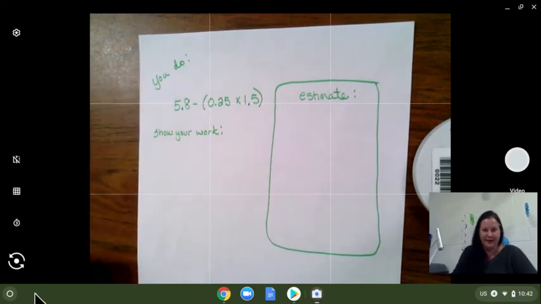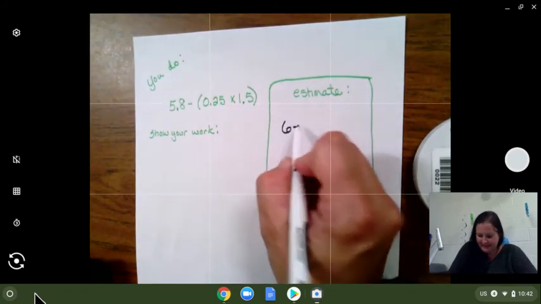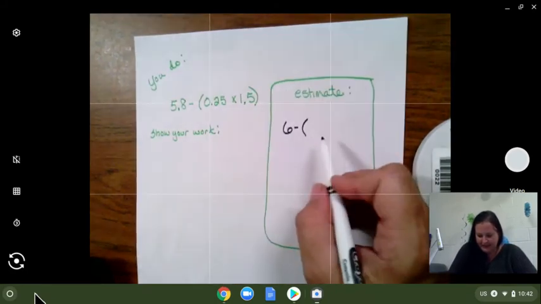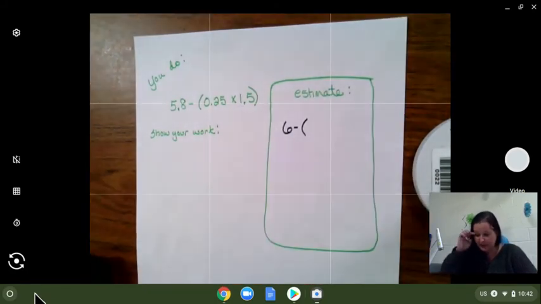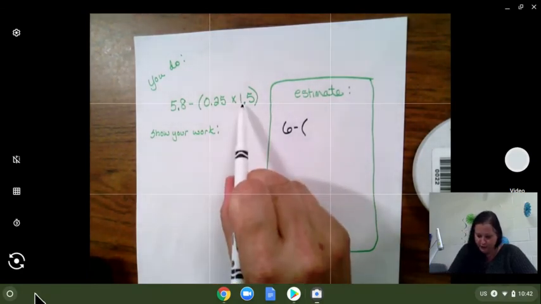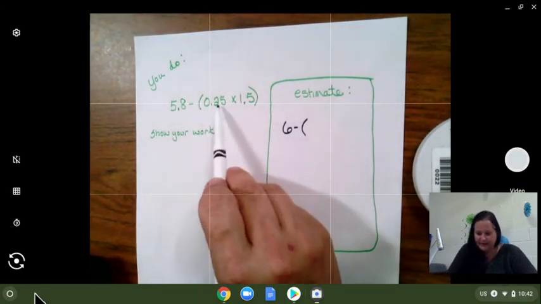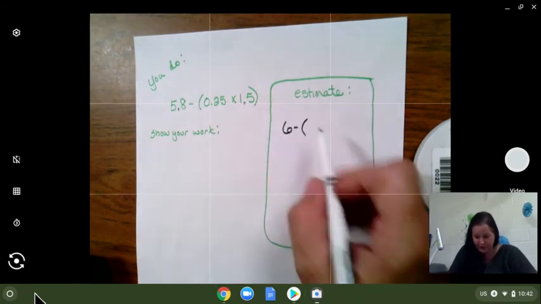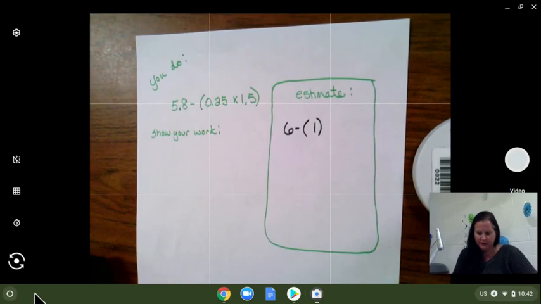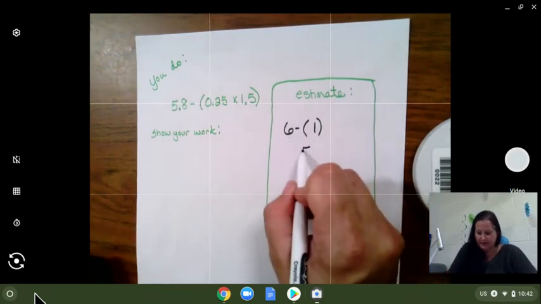All right, so our estimate is close to 6. And this is close to 0, and this is close to 2. So I'm going to make this close to 0.5, which would be half of 2. So I'm going to say it's going to be kind of close to 1. So 6 minus 1 is 5.